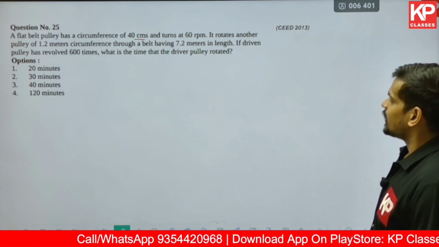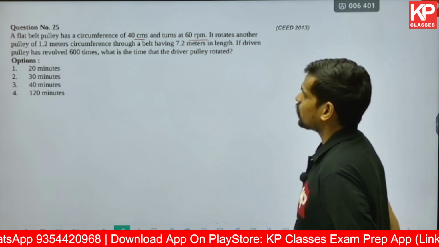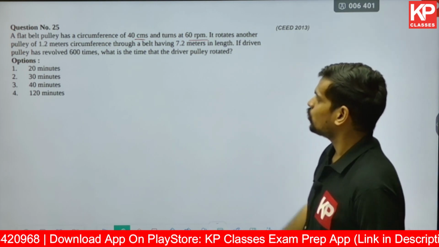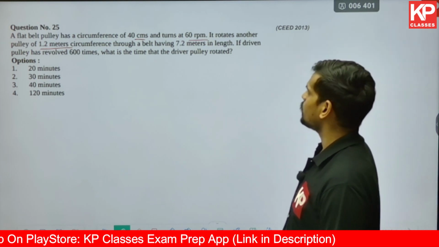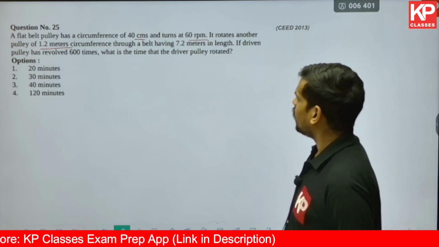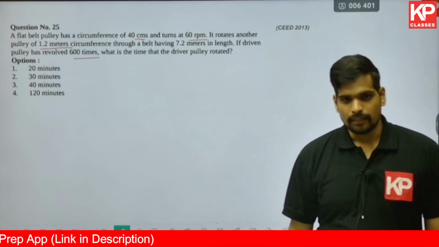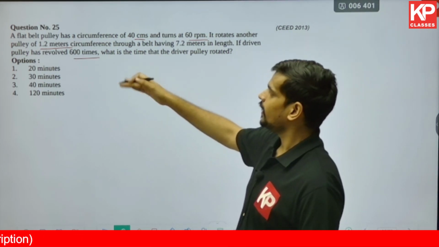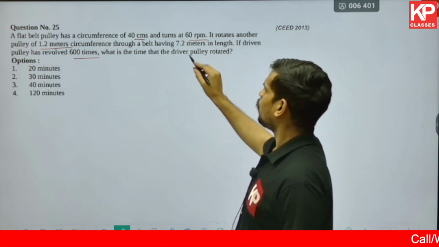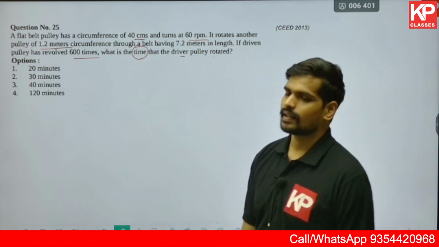A flat belt pulley has a circumference of 40 centimeters and turns at 60 rpm. It rotates another pulley of 1.2 meter circumference through a belt having 7.2 meter in length. If the driven pulley has revolved 600 times, so driver and driven, I told you those terms, what is the time the driver pulley rotated? They are asking for how much time the driver pulley is rotated.